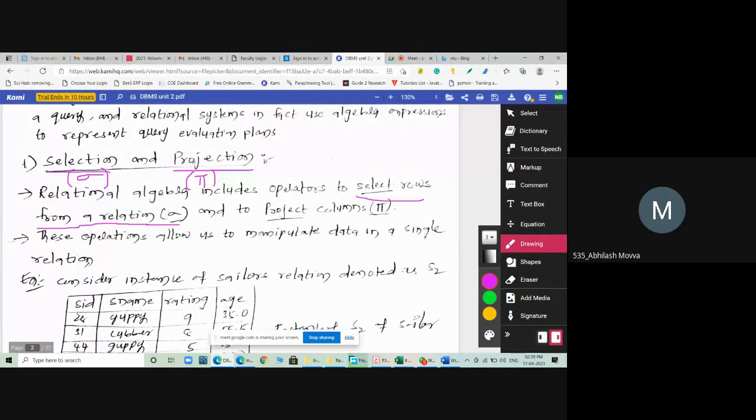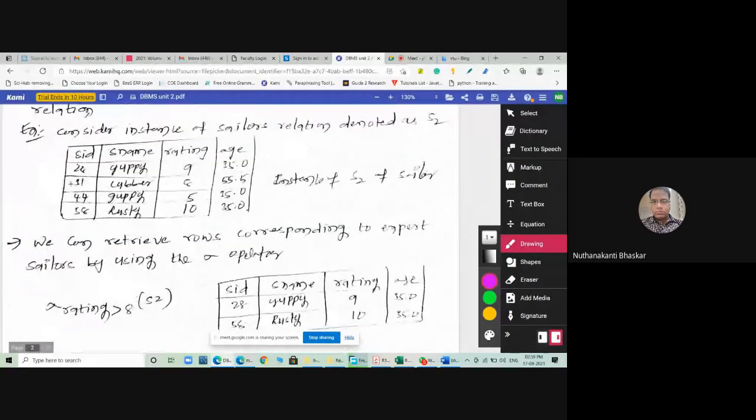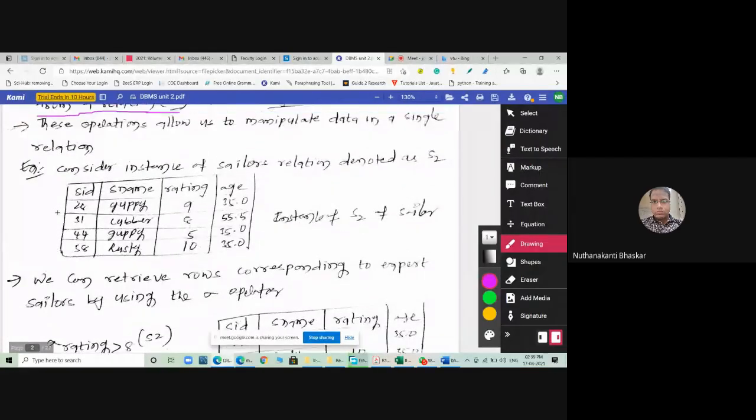Yes, sir. Now, for example, coming to the relation. So this is the relation. Okay, this is a sailors relation. The name is sailors. So the instance of S2 of sailors. So the name is S2 I have taken, but it is a sailors relation. Instance means in this situation I am taking it as S2, alias name. Right. Here in this relation, four attributes are there. One is SID, SName, rating, and age. And already we have four tuples or four records. Yes or no? Four records and four columns. Yes or no?